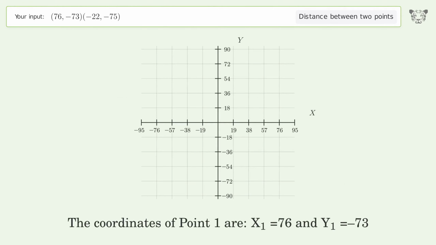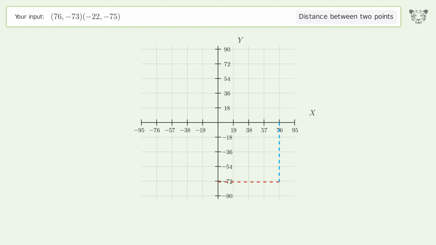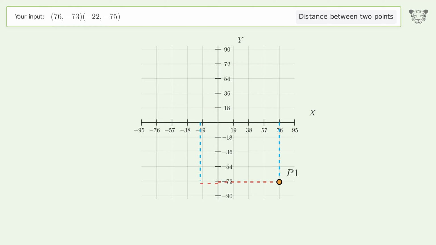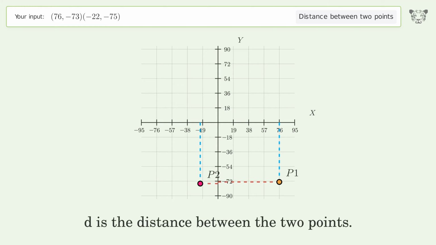The coordinates of point 1 are x1 equals 76 and y1 equals negative 73. The coordinates of point 2 are x2 equals negative 22 and y2 equals negative 75. D is the distance between the 2 points.